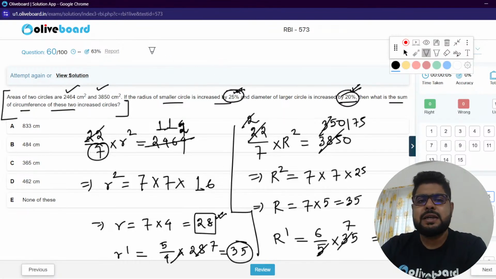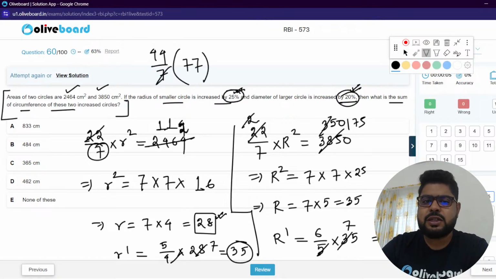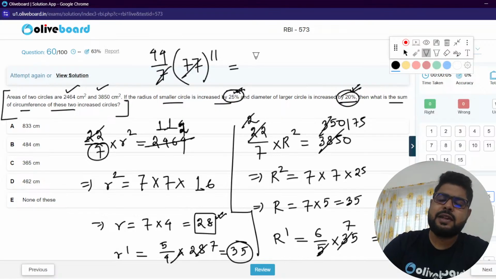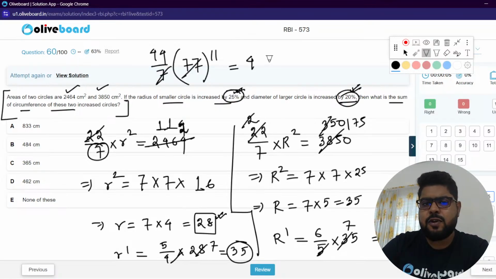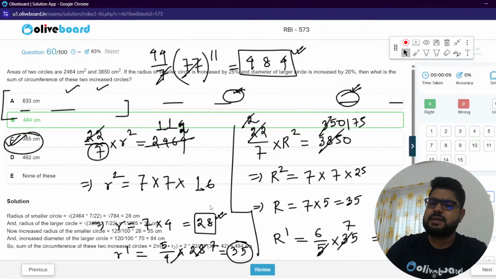Now, once you get R prime as 42, that means 44 by 7, the circumference, into the sum of these two. So 437, sir, and 7. So this is 11. 44 into 11 is how much, sir? 44. So 4 and 4, 4 plus 4, 8, sir. That's your answer, 484, option number B. Done, sir. That is done.